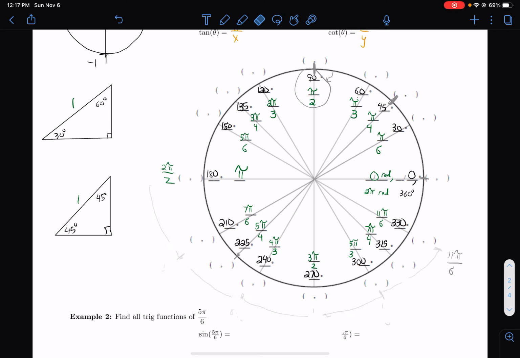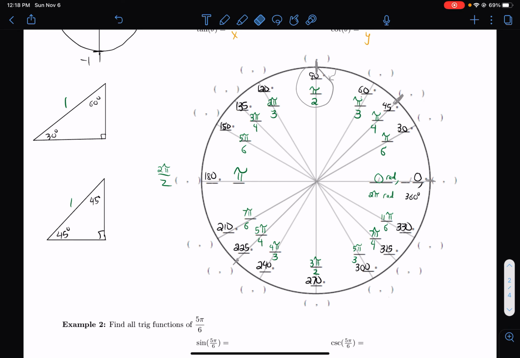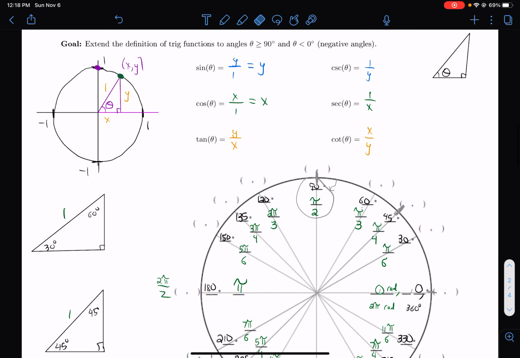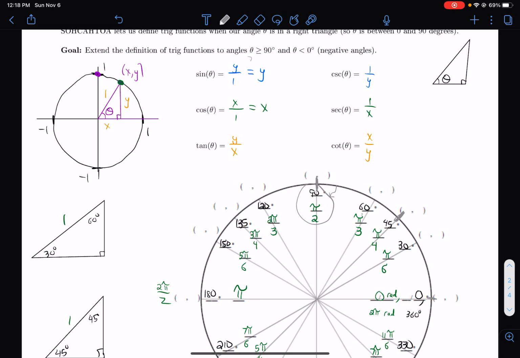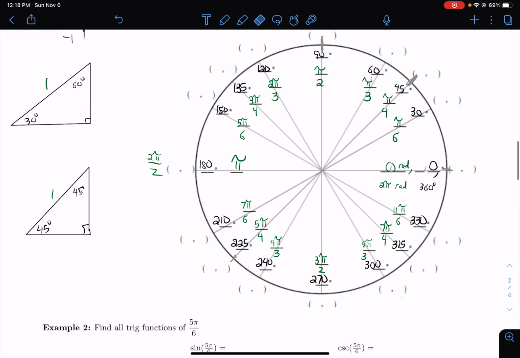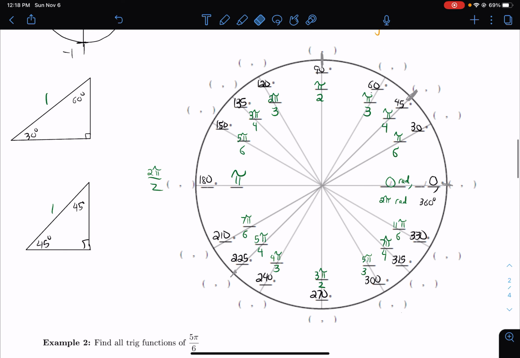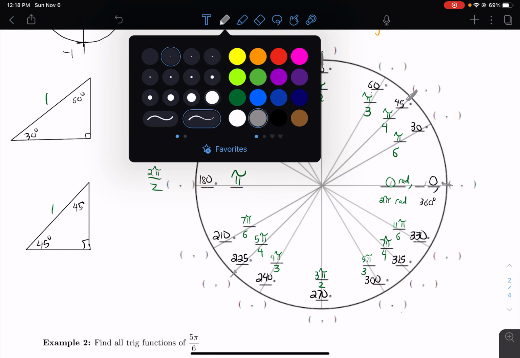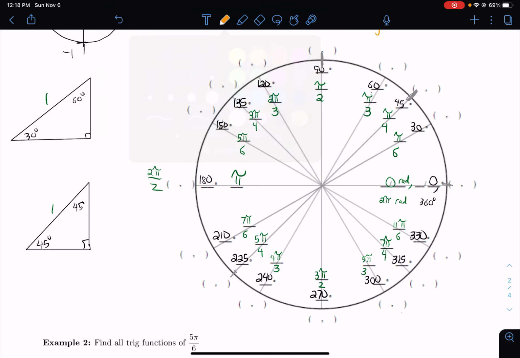Okay, because to evaluate our trig functions, we're going to need to know what y and x are. So let me start with these nice points on the x and y axes. Let's put these in a different color.